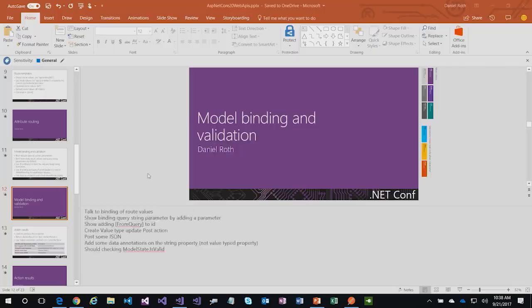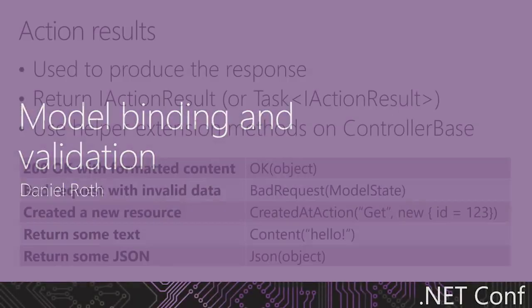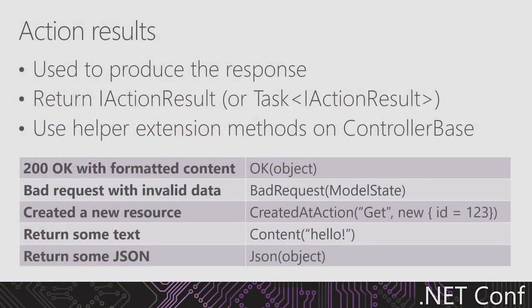All right. Let's go back. All right, now throwing an exception in that case is a little unsatisfying. Let's talk about action results, how you can really have a lot of control over the response that gets sent from your action methods. So action results are used to produce the response.